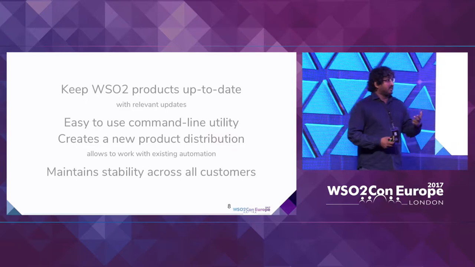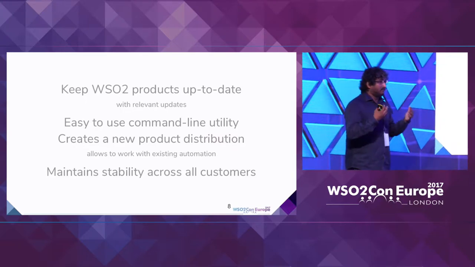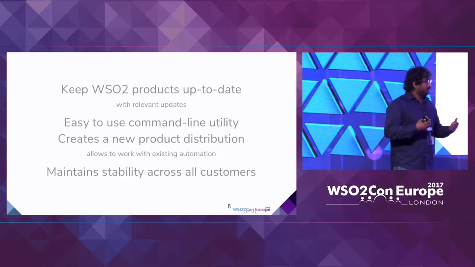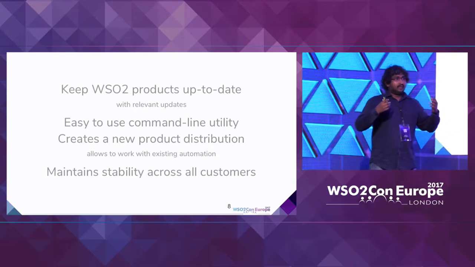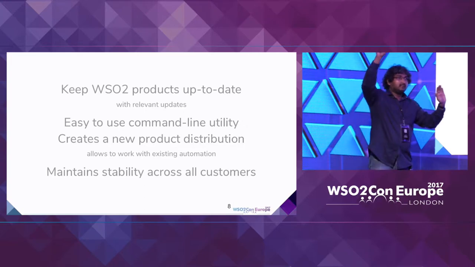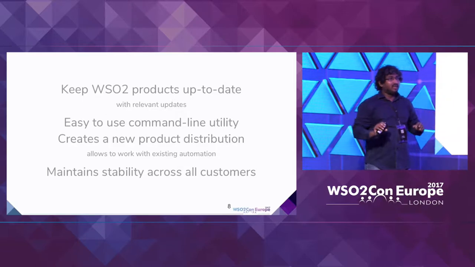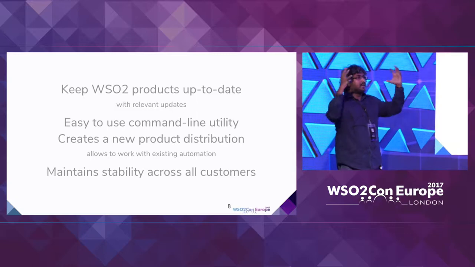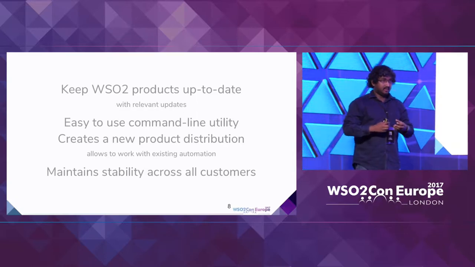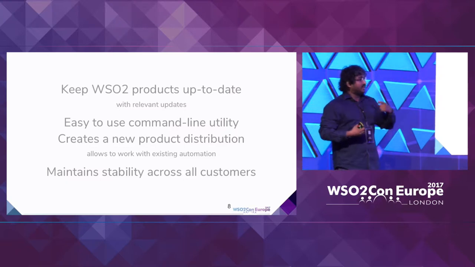Creating a new product distribution means, the way we have written our Puppet modules earlier, if you are familiar with our Puppet modules, you have the vanilla product, and you apply configuration templates, patches, and the customizations, and the applications or services that you have developed on top of WSO2 platform, and combine all together and create a new distribution. So that's how our Puppet modules were written. And WAM comes and it creates a new pack.